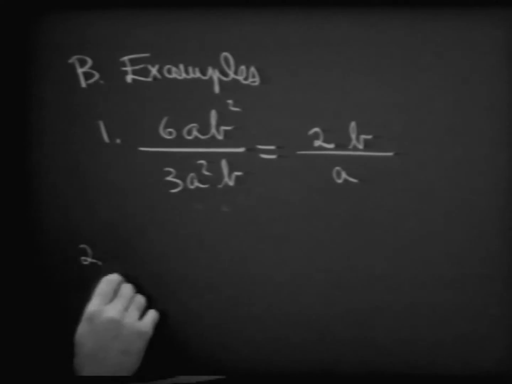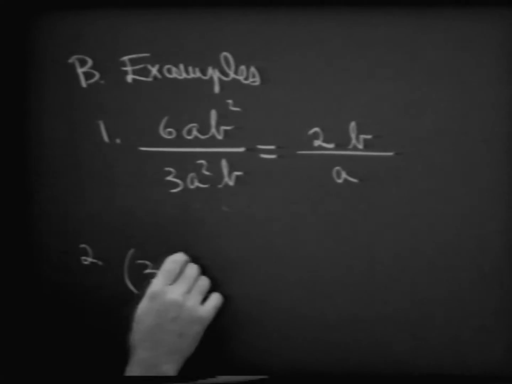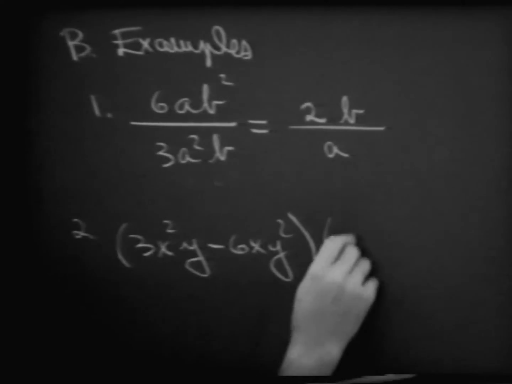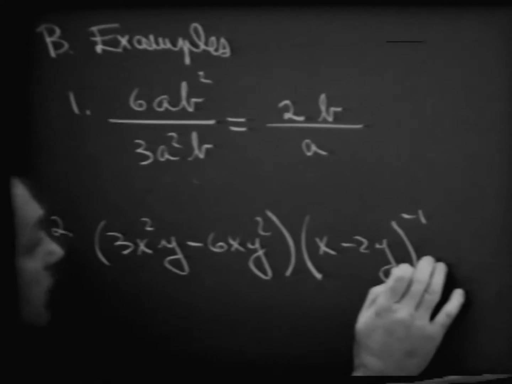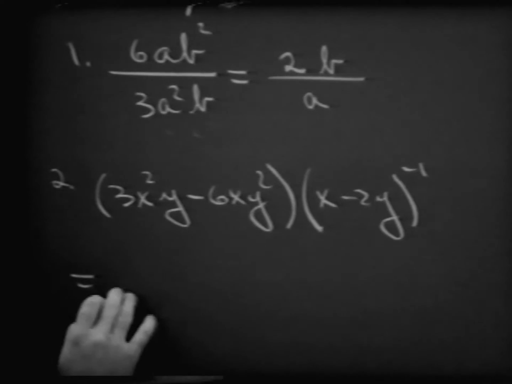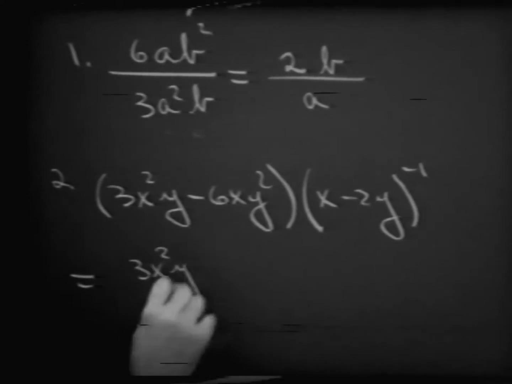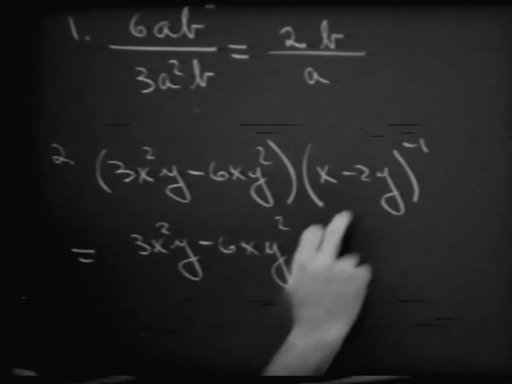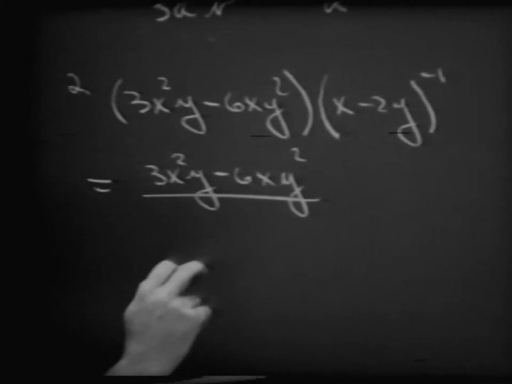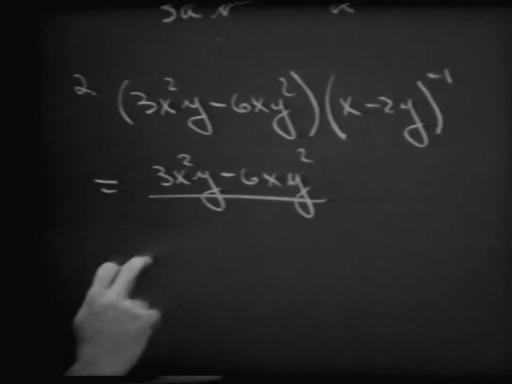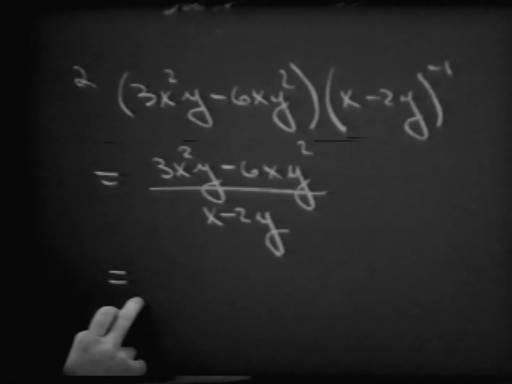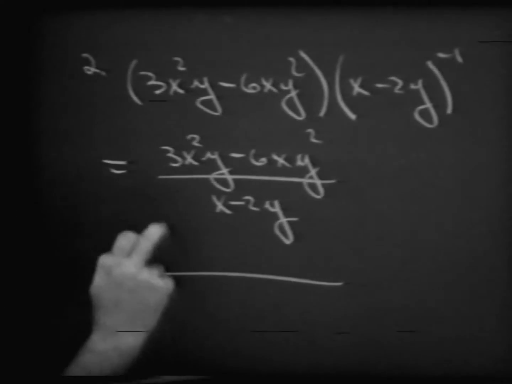Well, let's look at a few more examples, perhaps some that are a bit more complicated. Let's look at 3x squared y minus 6xy squared times, and now let's throw in an idea that we had from one of our earlier lessons, times this number raised to the negative 1 power, okay? And now let's rewrite this in a simplified form in which we have a numerator times 1 over this expression, is that right? And this number times 1 over that number may be thought of in terms of this numerator and what is going to be in the denominator? X minus 2y.